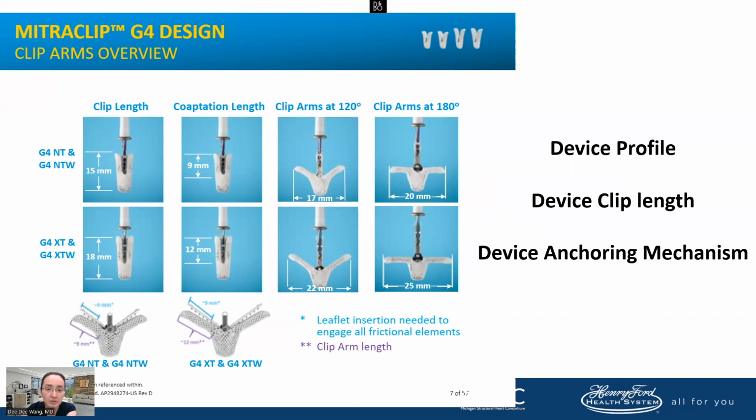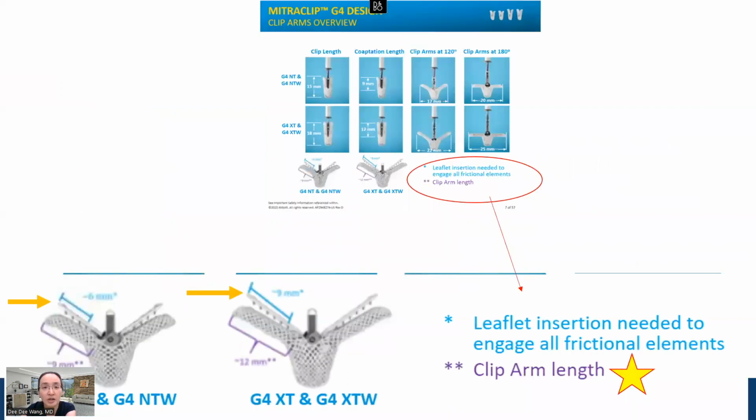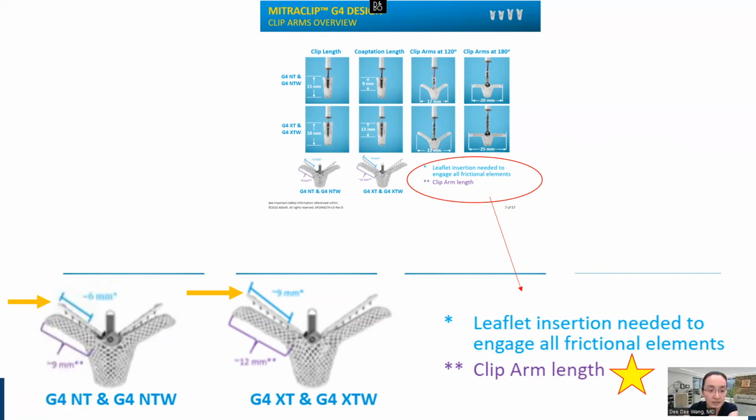What else is additionally important beyond the clip length and the width is actually understanding the frictional elements. Frictional elements is something we don't commonly think about when we're looking at doing any kind of edge-to-edge repair. The concept of the frictional elements actually began with looking at how the clip is designed. In the bottom left-hand image, you'll see that the clip arms actually have a frictional element of 9 millimeters in the blue in the XT and XTW.